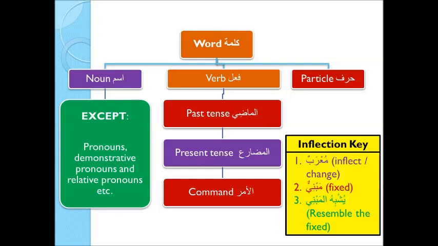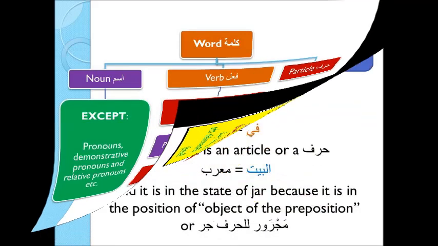In red, the words that are mabni do not change, which include the particle, harf, al-fi'al madi, the past tense verb, and the command verb, al-amr. And then we notice in green, there are those words who resemble the mabni, wherein they don't change, however, they remain in the position of the words which change.